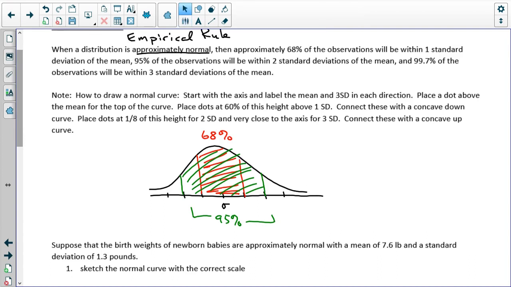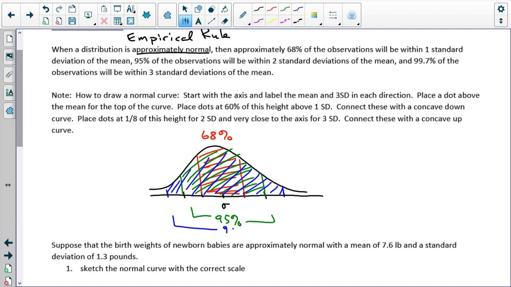And if I extended it all the way out to 3 standard deviations of the data, that would be 99.7% of the data, or practically all of the data is within 3 standard deviations of the mean. There are very few that would be outside of that. Only 3 in 1,000 would be outside of that range, or that area under the curve.